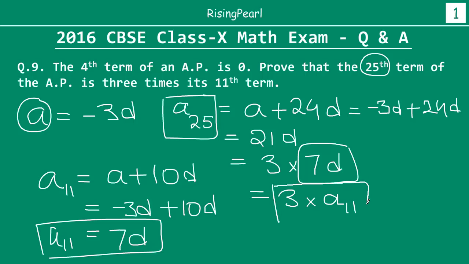So this is what we were looking to prove, which is that the 25th term, A25, equals 3 times the 11th term. So the 25th term of this AP is equal to 3 times the 11th term. So this is how we solve question number 9.